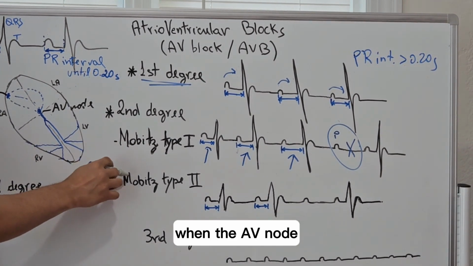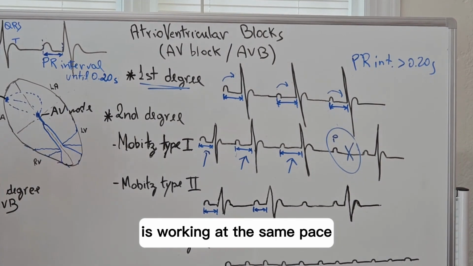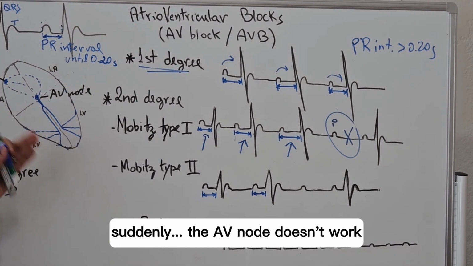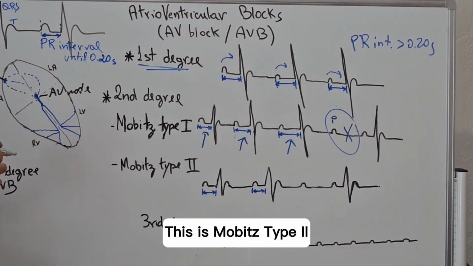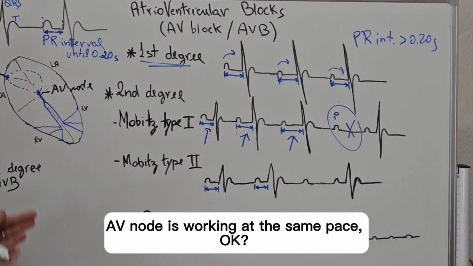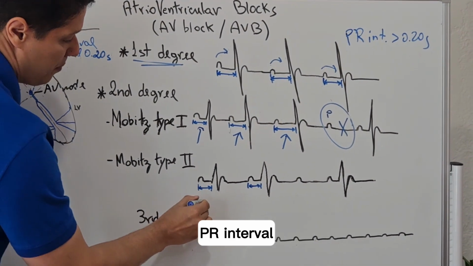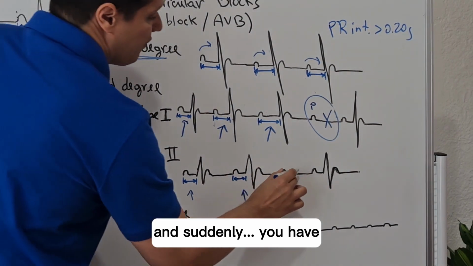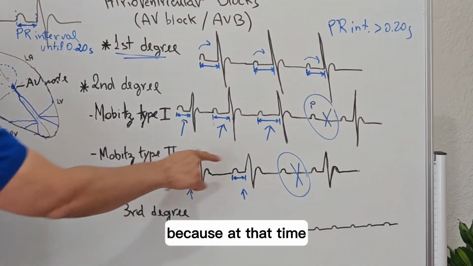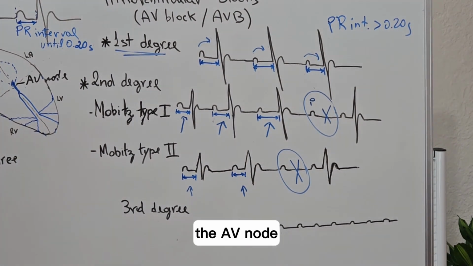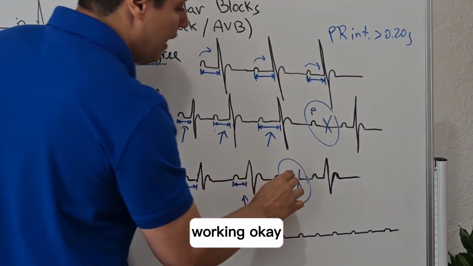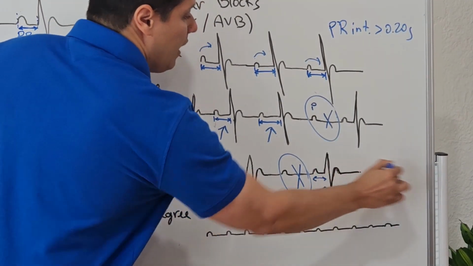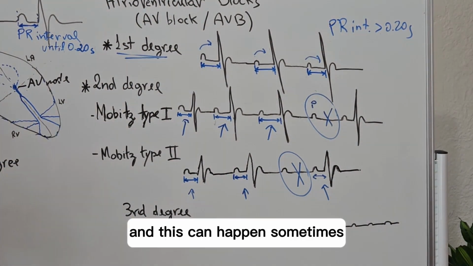Okay? When the AV node is working at the same pace, and one time suddenly the AV node doesn't work, this is Mobitz type 2. Let me show you. The AV node is working at the same pace, okay? The PR intervals are going to be the same. PR interval equals PR interval. And suddenly you have a dropped QRS because at that time the AV node wasn't working. After recovery, the PR intervals are going to be always the same, and this can happen sometimes, depending on the case.